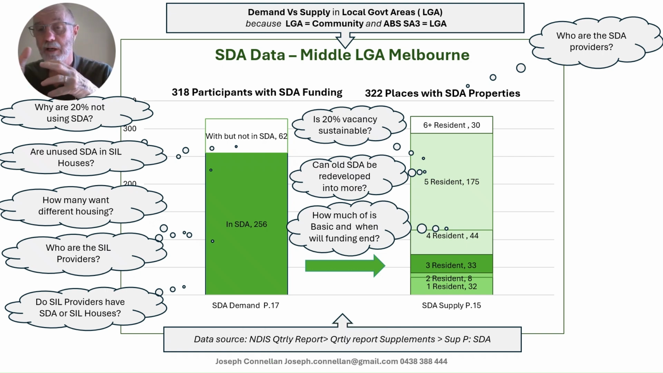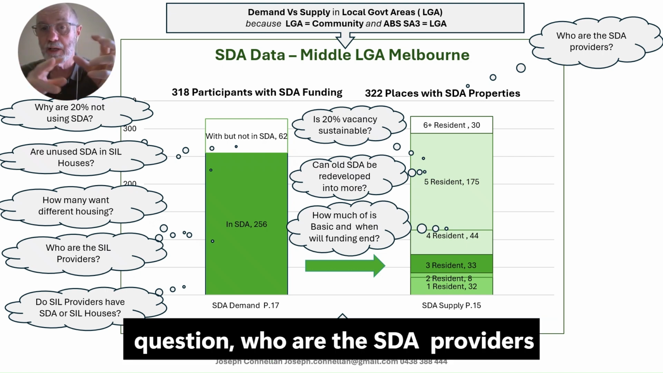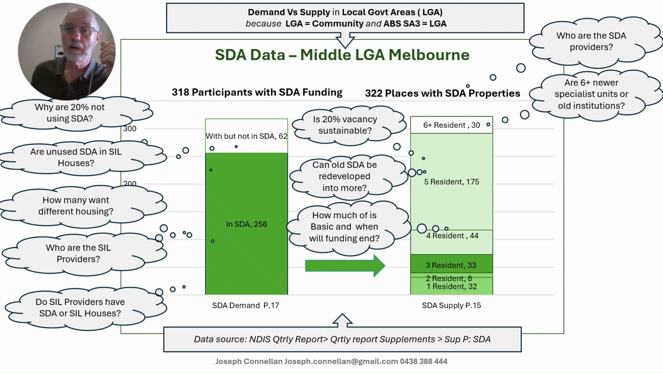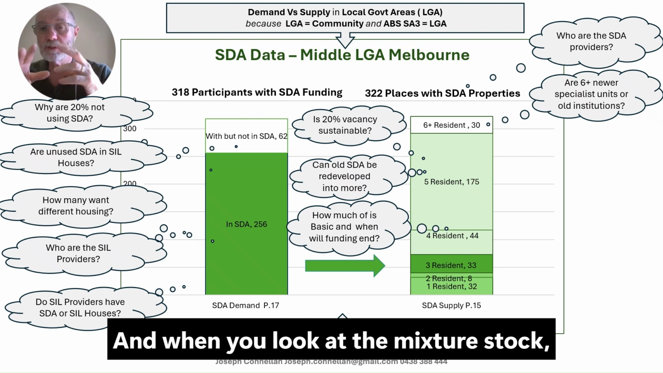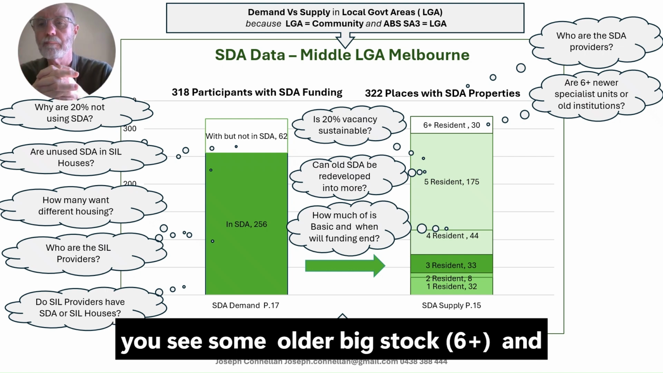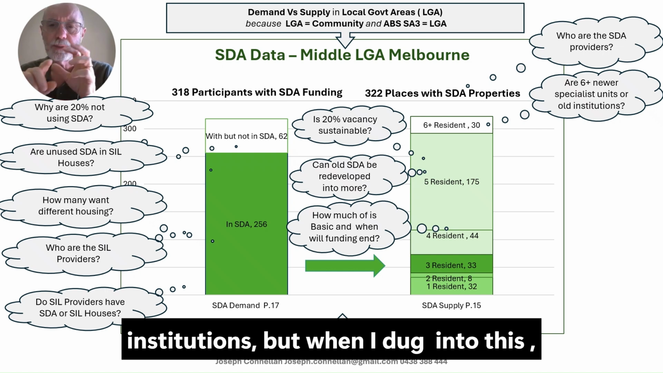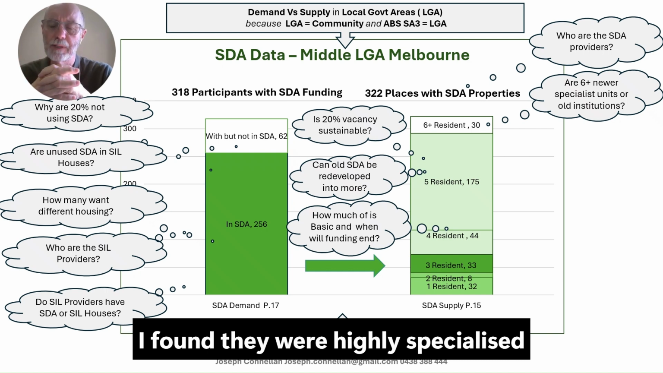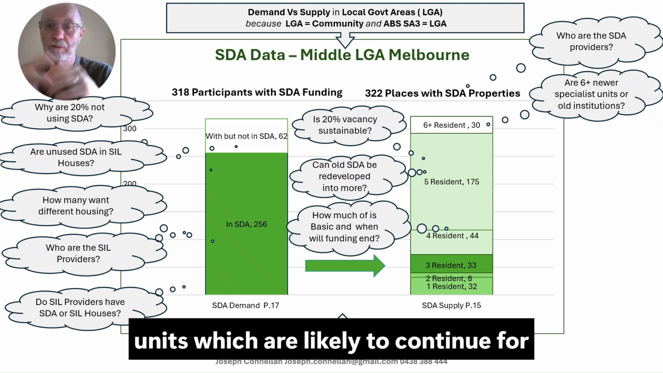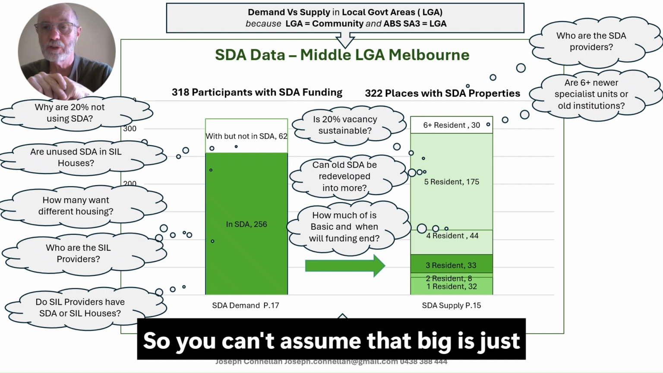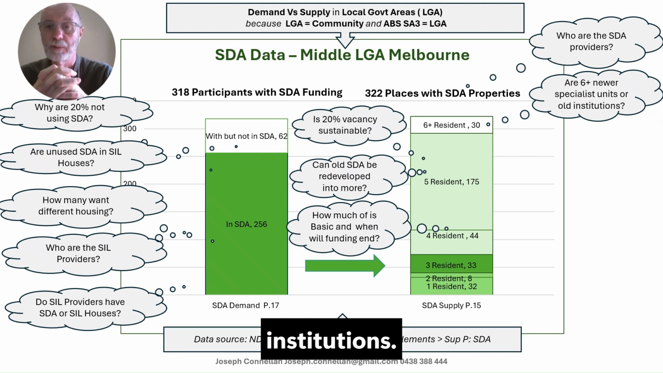And it does then go to that bigger question of who are the SDA providers active in your local government area. When you're looking at the mixture stock, you see some of this older, bigger stock. I initially thought these are all institutions, but when I dug into this particular one, I found they were highly specialised units which are likely to continue for the longer term for particular cohorts. So you can't assume that big is just institutions by themselves.